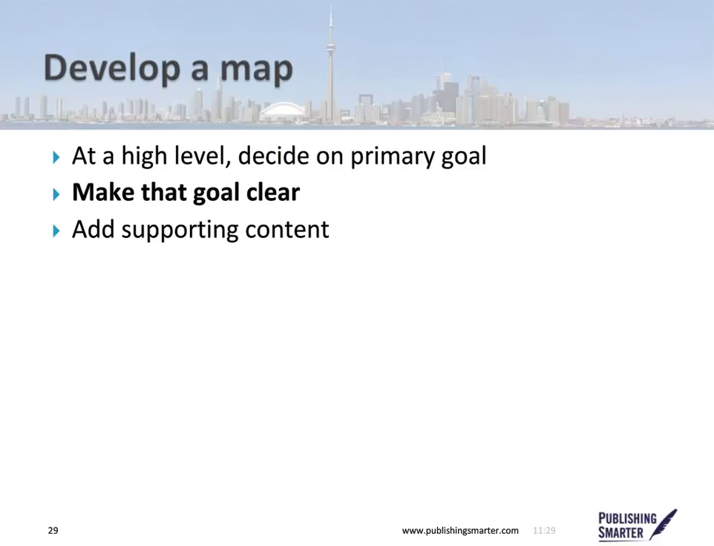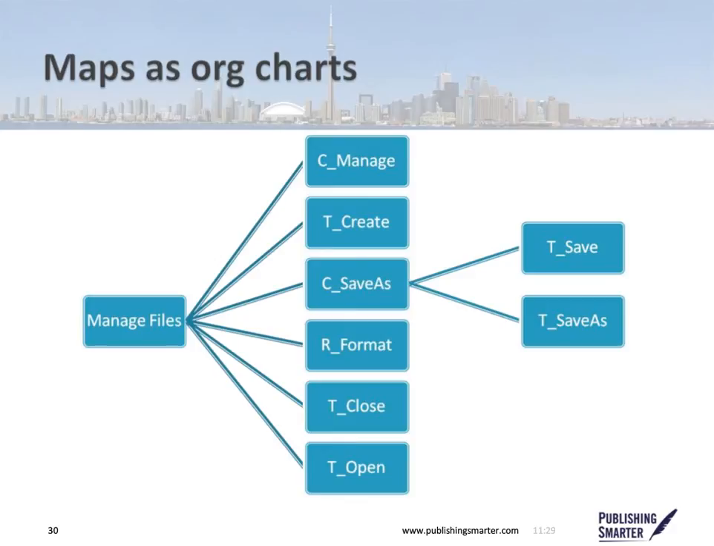And then, after you've started to organize the information that you have, figure out what supporting content you also need. Here I'm representing the map in one way, specifically as an organization chart. I've arbitrarily decided that the primary goal for the topic that I'm working with is how to manage files. Now that's going to include a couple things, a concept: what do I mean by manage files? But then it's also going to have things like a task on how to create, the concept of save as, which has two tasks, how to save and how to use save as, the reference of supported formats, the task on how to close, and the task on how to open.